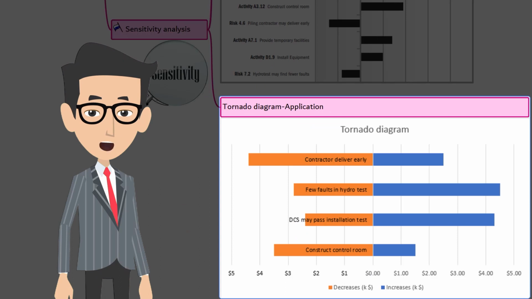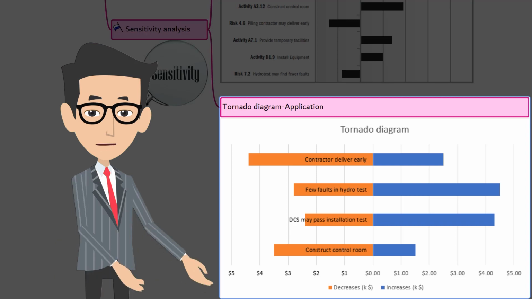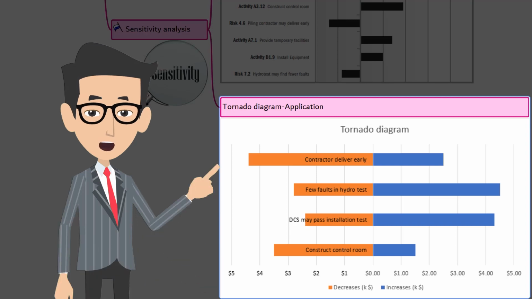For this example, I took 4 parameters. Let's get into the first one. The element is contractor delivers early. If it happens, then the organization may make a profit of, now we need to look at the right side blue color, which is about 2.5k dollars. If it doesn't happen, then the organization may make a profit of, now we need to look at the left side of the chart for the element, which is 4.5k dollars.